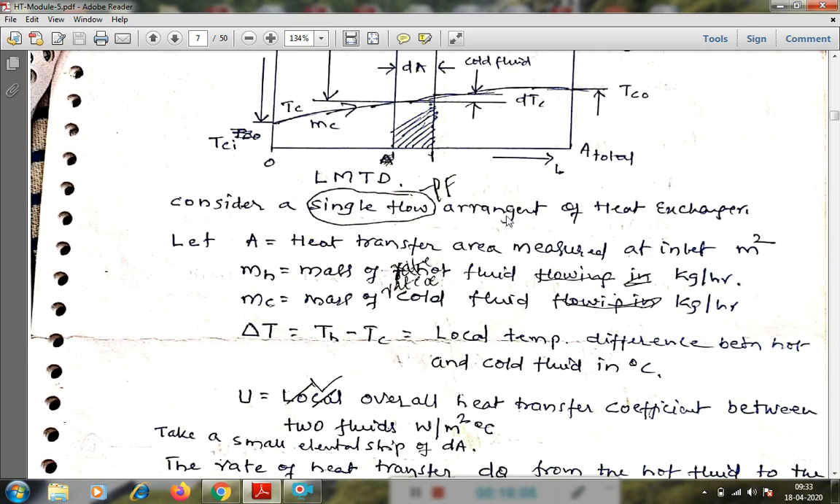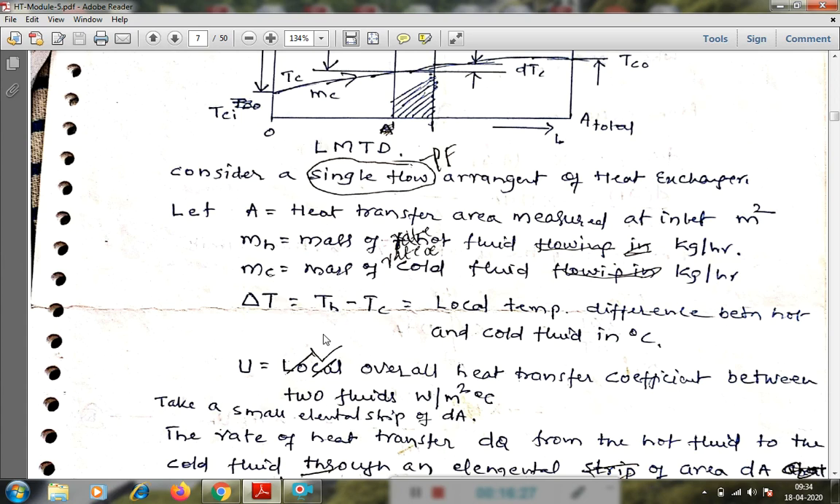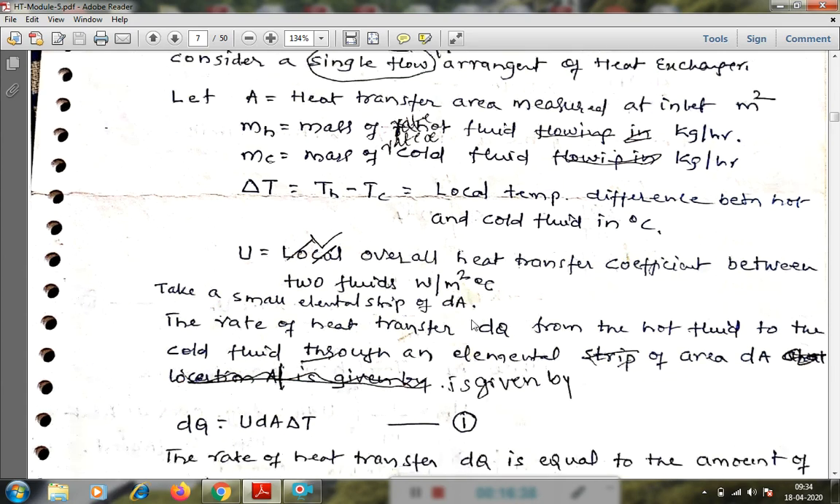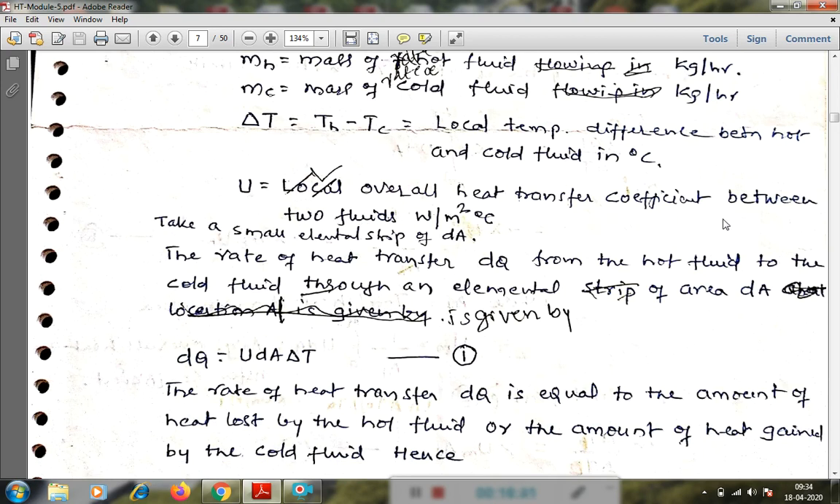Consider a parallel flow arrangement of the heat exchanger as shown in the figure. Let A be the heat transfer area measured at inlet in meter square. mH is the mass flow rate of the hot fluid in kg per hour. mC is the mass flow rate of the cold fluid in kg per hour. Delta T is the temperature difference between the hot fluid and the cold fluid locally at that elemental area. U is the local overall heat transfer coefficient between the two fluids in watt per meter square.